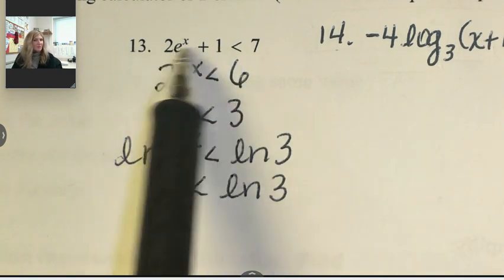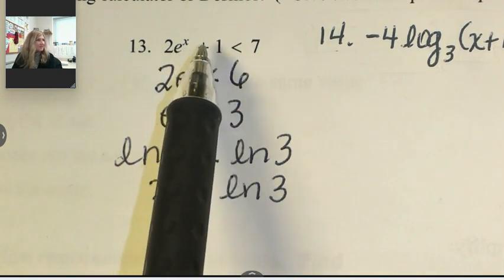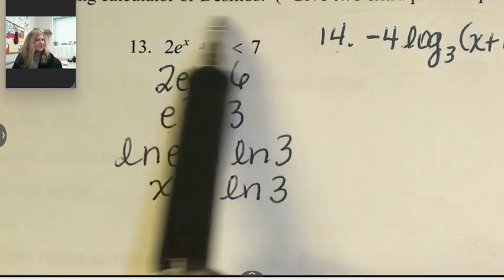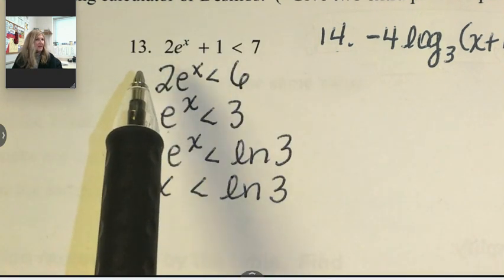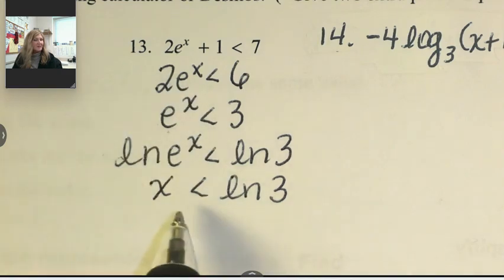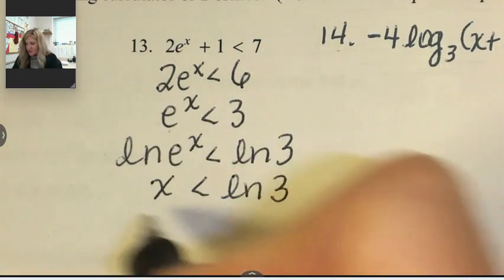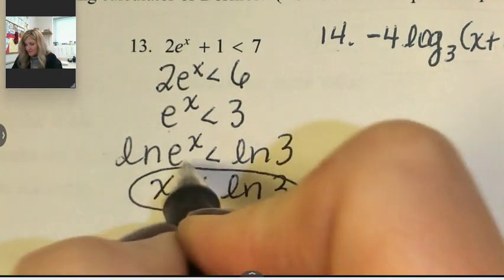Now, do I have to worry about restrictions? No, because what type do I have at the beginning? Exponential. Their domains are all real numbers. So I do not have to worry about any restrictions. That is my answer.